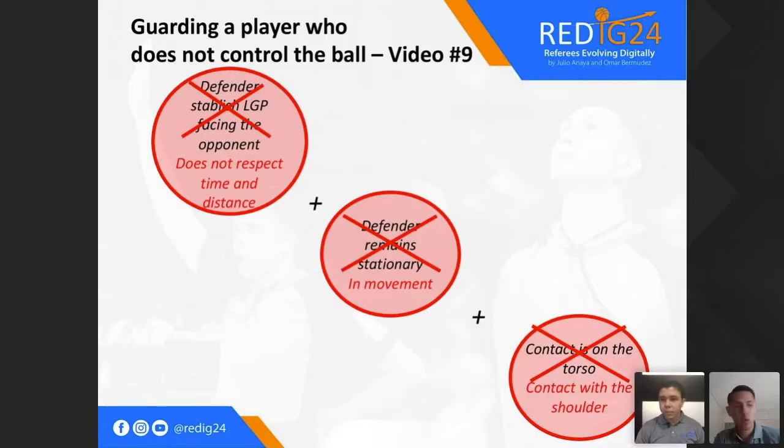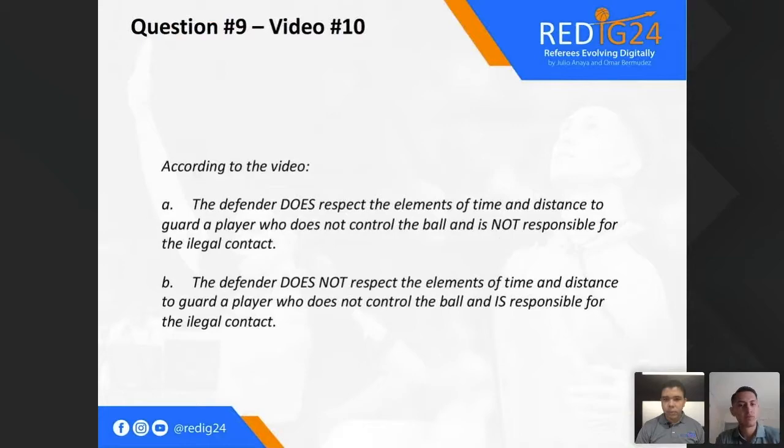So we got one more video, and this video is going to be more simple for everybody to understand this point. Basically, we have the same activity. We got two options here. Option A, defender respects the elements of time and distance, and he's not responsible for the contact. Option B, the defender does not respect the elements and he's responsible for the illegal contact. So let's see.